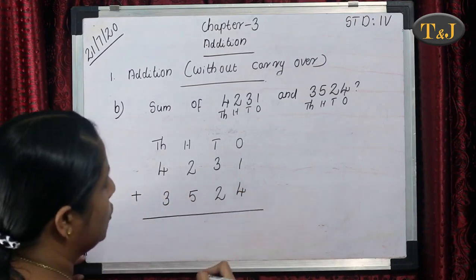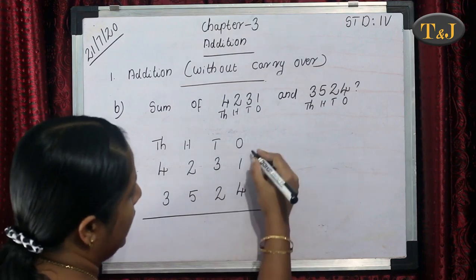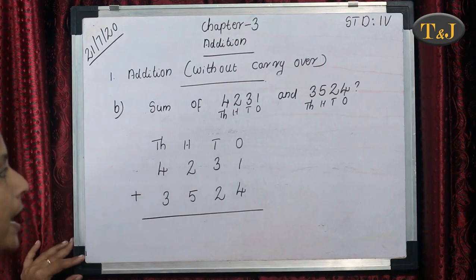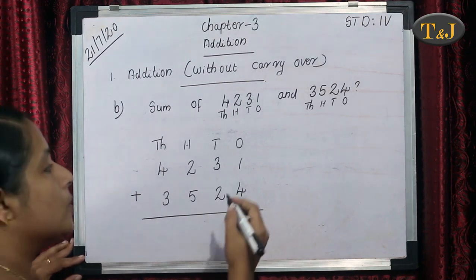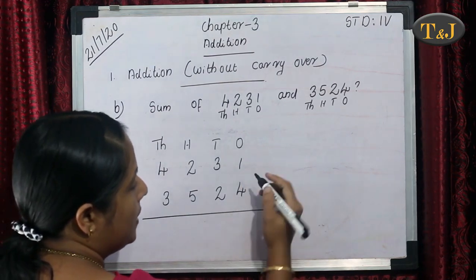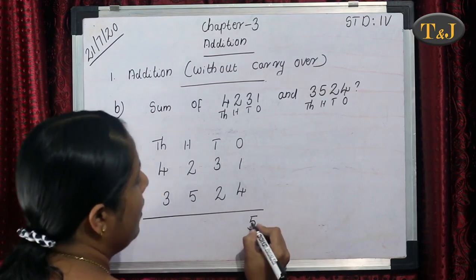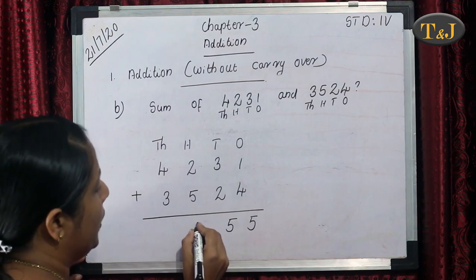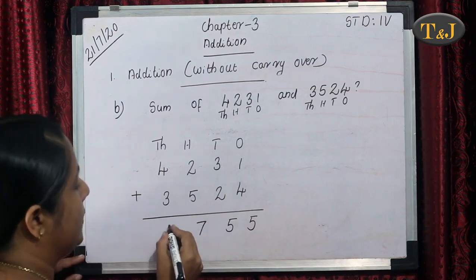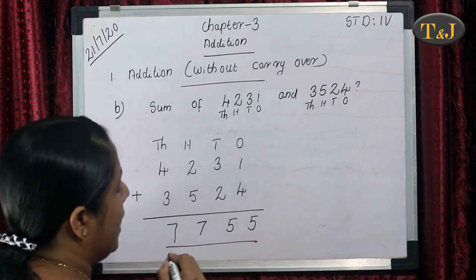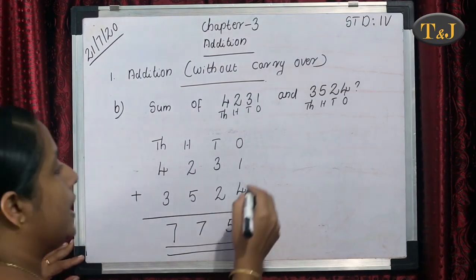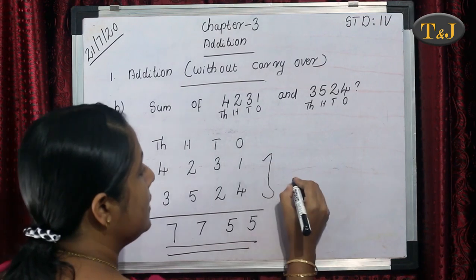We are adding these two numbers. First we add the ones place value: 1 plus 4 equals 5. Then 3 plus 2 equals 5. Then 2 plus 5 equals 7, and also 4 plus 3 equals 7. Now we got the answer, 7755. The two numbers we are adding are known as addends.